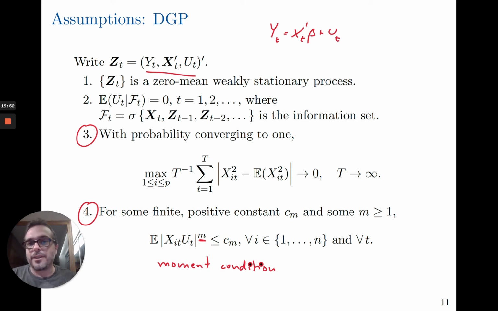The third condition is about tails. Basically, what we say here is a condition on the tails of x squared, and on x.